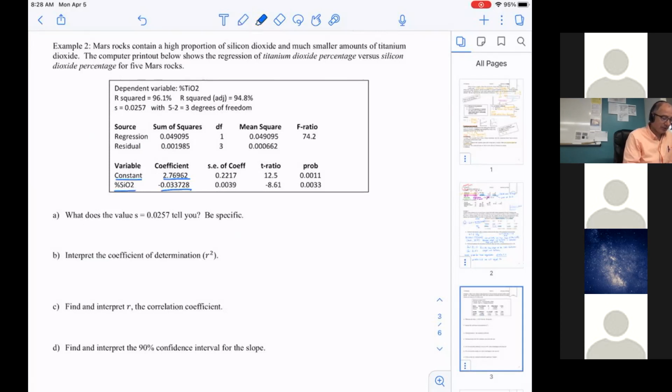Be specific. So here S is 0.0257. We have to remember that that is my standard deviation. This is all going back to unit 2, a nice review of unit 2, back to September.